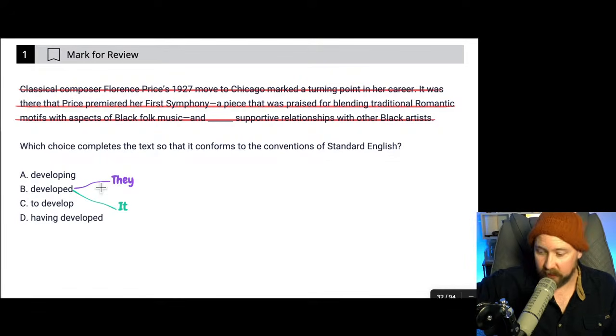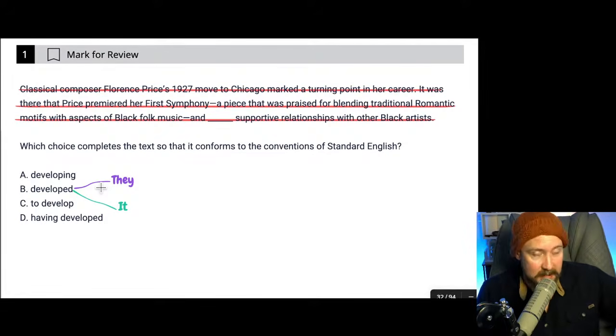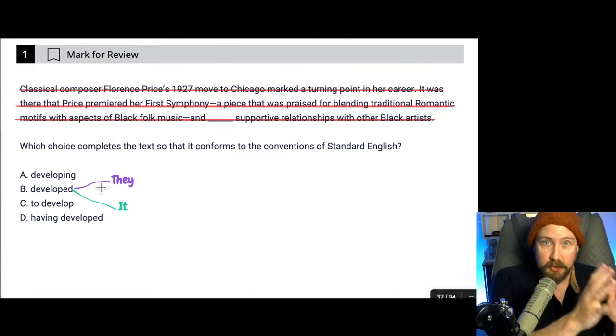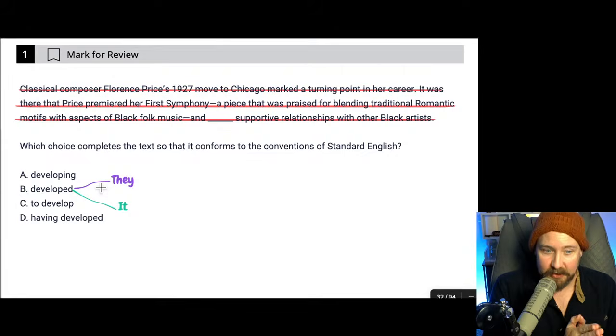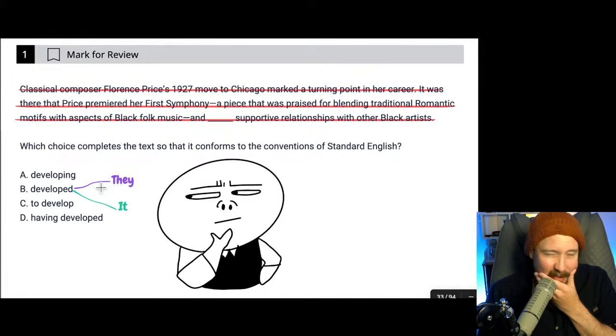Similarly, if you have an answer choice that works for both words, we can also say that we are not dealing with subject-verb agreement because we could say they developed or we could say it developed. So those are the two instances where you're going to say to yourself, I need to move on. This is not subject-verb agreement. Instead, what the heck is going on here?